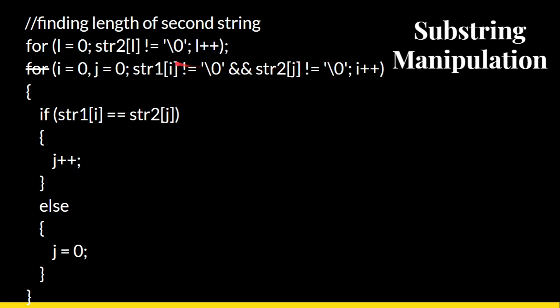So that is what this line of statement says. String 1 not equal to null and string 2 not equal to null. That means both are not ended. That means both are not in the end position. The for loop has to repeat. Why will it repeat? It will repeat to check whether the characters are matching.